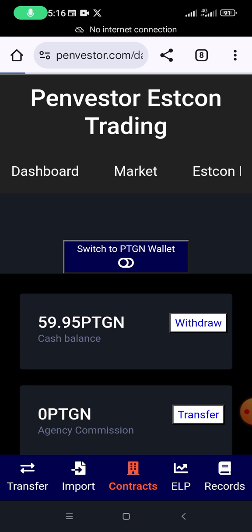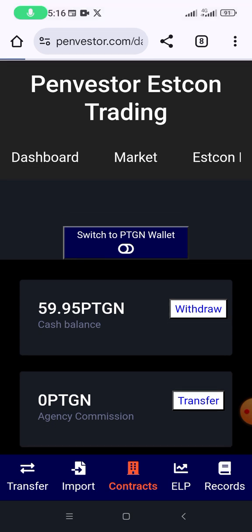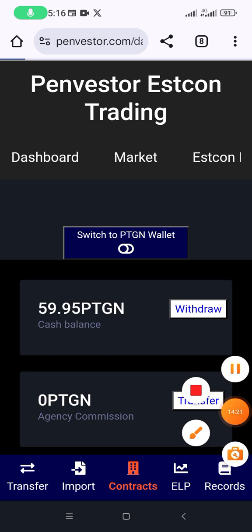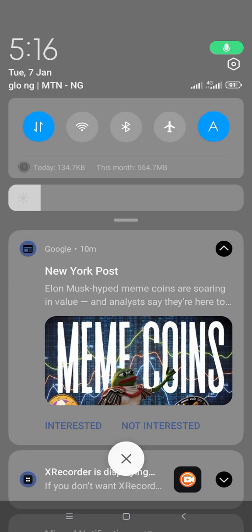So I have just explained the buy low and sell high strategy. You buy from people at a low price and you sell at a high price. You create a high order price. So that's basically how this thing works.